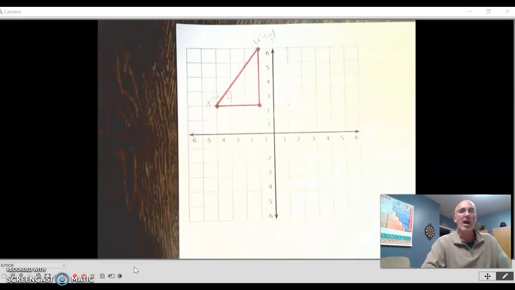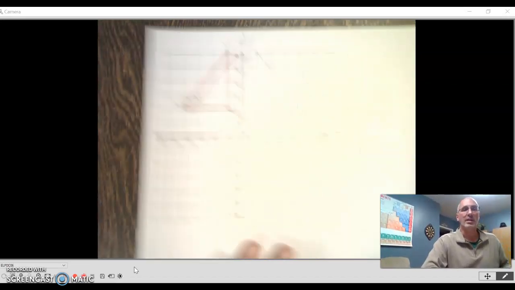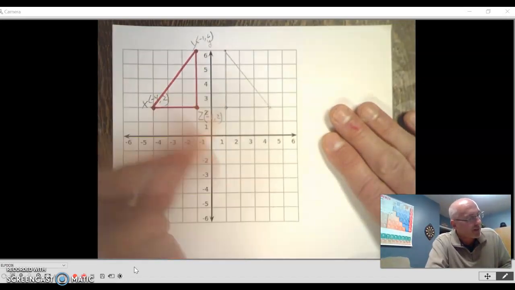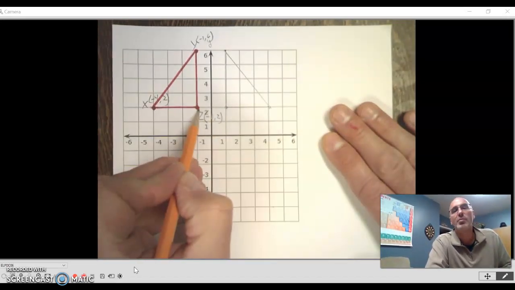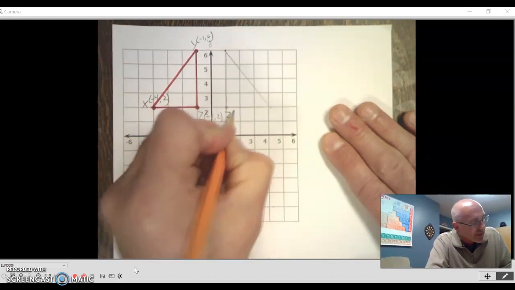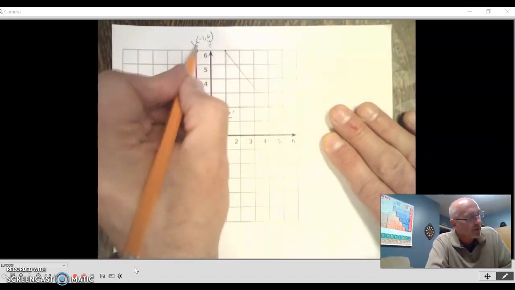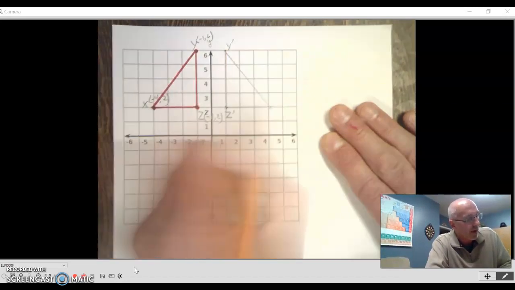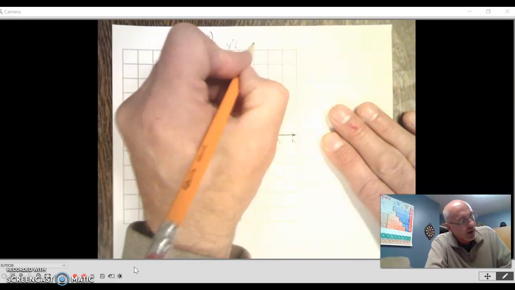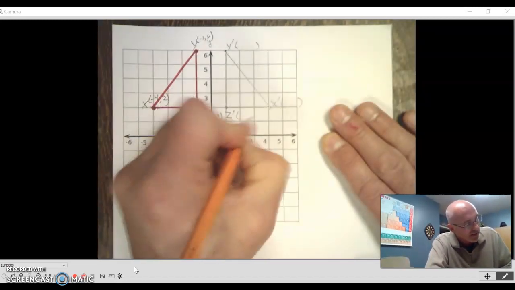Right. So now I have to label these. And each point has to correspond to its original point. So this point right here is going to be z prime. This point is going to be y prime. And this point over here is going to be x prime. Now let's do our coordinates of each of these.